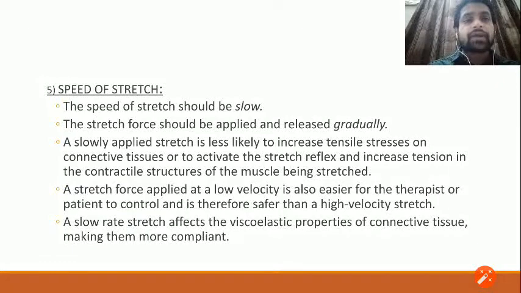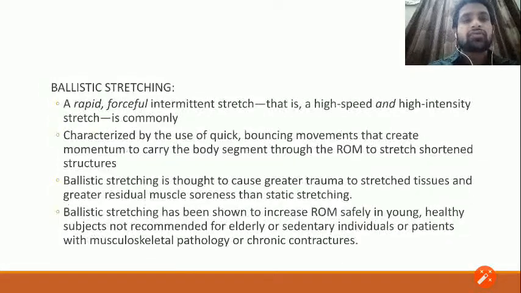Next is speed of stretch. The speed of stretch should be slow initially, then the stretch force should be applied and released gradually, and a slow rate stretch affects the viscoelastic properties of the connective tissue, making them more compliant. A stretch force applied at a low velocity is also easier for the therapist or patient to control and is therefore safer than a high velocity stretch.